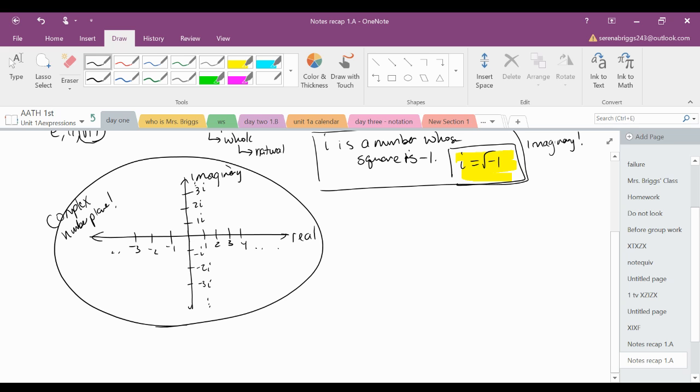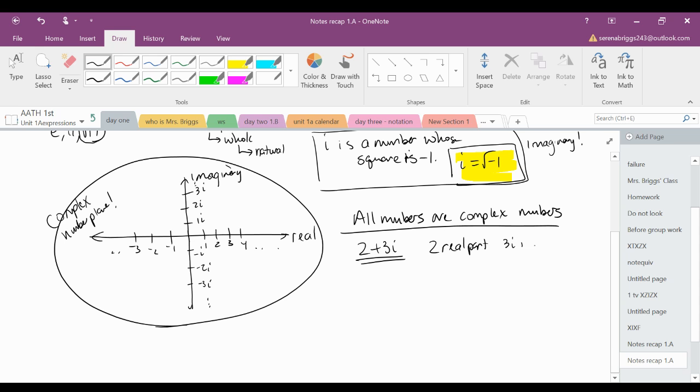And the reason why I call it that is because all numbers can be pictured on it, because all numbers are complex numbers. Any number I can think of, real or imaginary, real and imaginary, is a complex number. This number, 2 plus 3i, that's not two numbers, that's one number. That is a complex number. Its real part is 2, and its imaginary part is 3i.